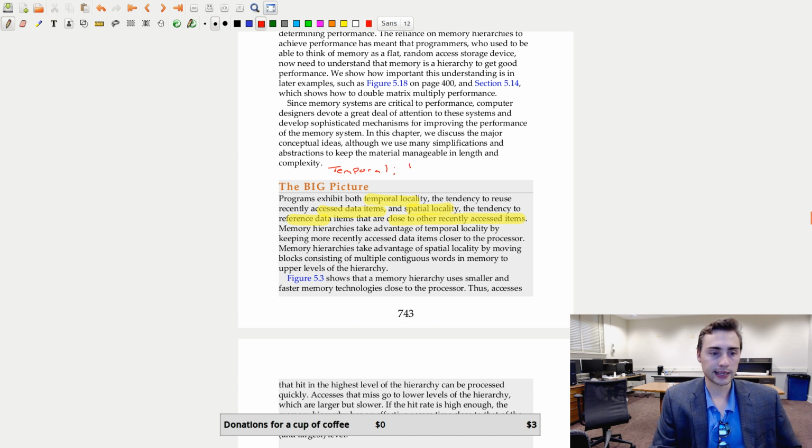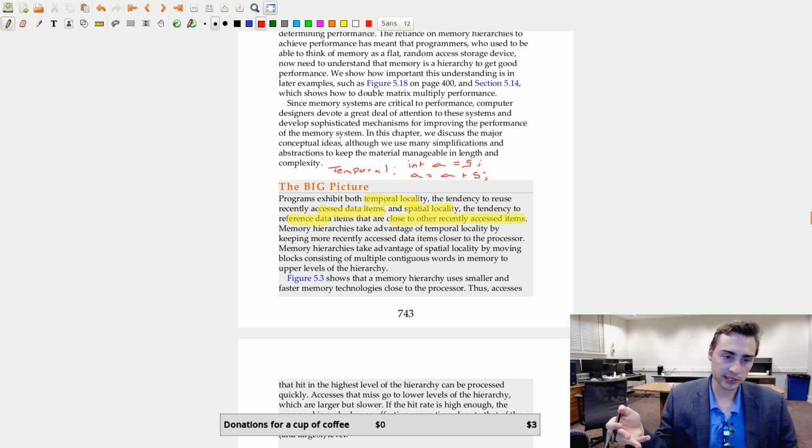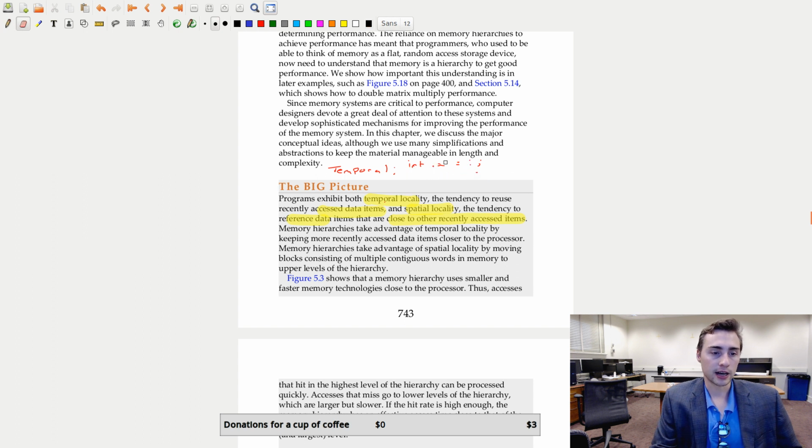this is the idea that we do something like int a equals 5, and then immediately after it, we might do a equals a plus 5, right? So this is the idea of temporal locality. If we initialize something, it's probably pretty likely that we're going to use it soon.